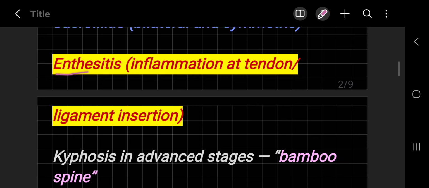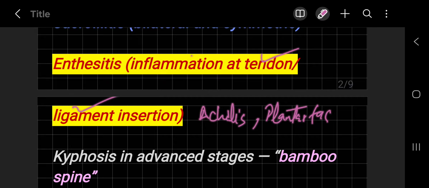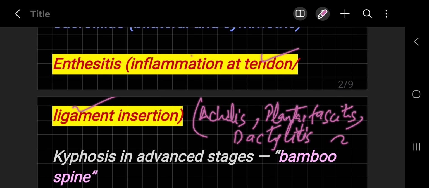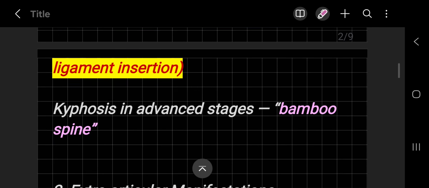It differentiates it from other axial spondyloarthropathies. Enthesitis is inflammation of the tendon and ligament where it joins the bone. Mostly we see Achilles tendinitis and plantar fasciitis. Dactylitis is also very common in ankylosing spondylitis. Dactylitis leads to sausage digits.